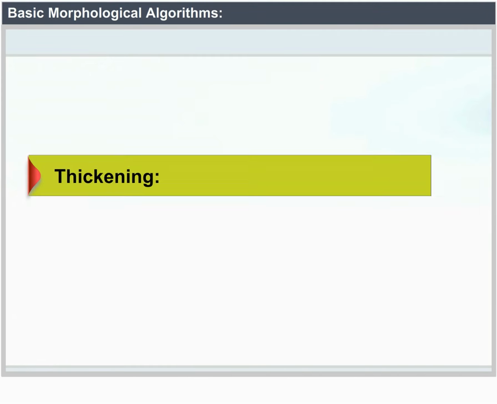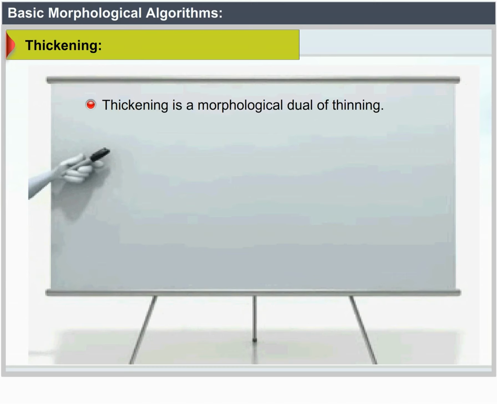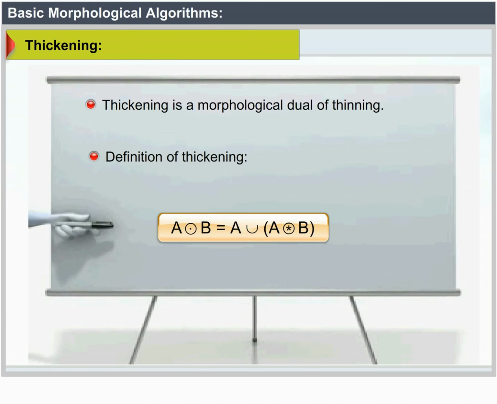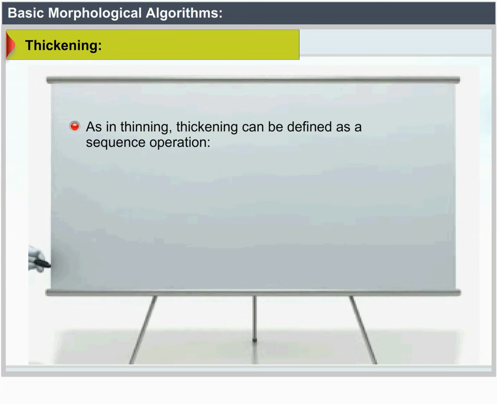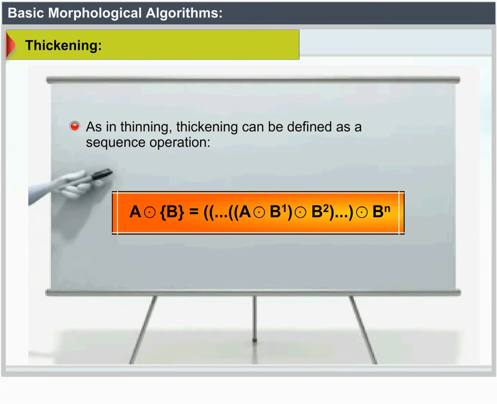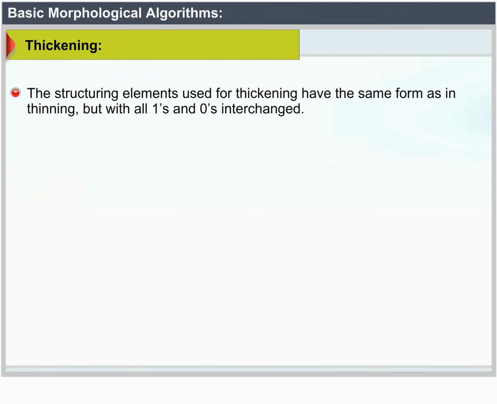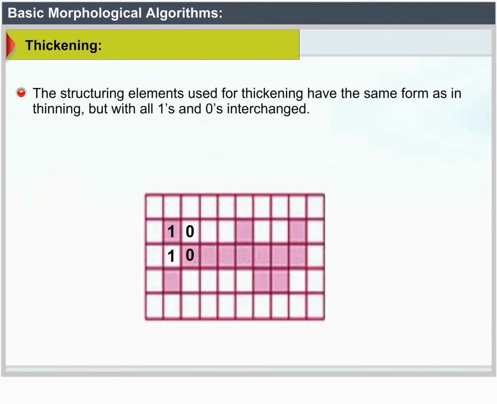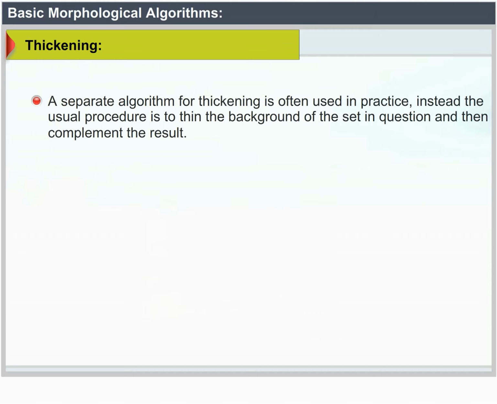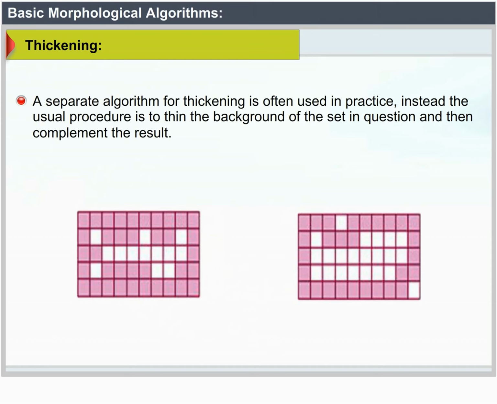Thickening. Thickening is the morphological dual of thinning. The definition of thickening is given by the equation. As in thinning, thickening can be defined as a sequence of operations. The structuring elements used for thickening have the same form as in thinning, but with all the ones and zeros interchanged. A separate algorithm for thickening is often used in practice.